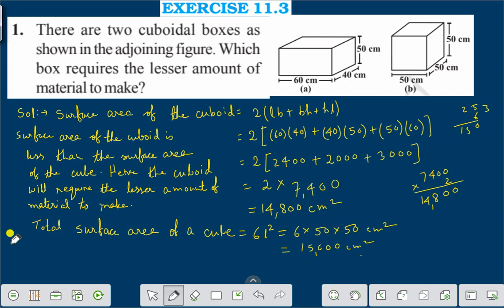Right? Here you see, we found the surface area of the cuboid and the surface area of the cube. We found that the surface area of the cuboid is less than the surface area of the cube. Therefore, you can say that the cuboid will require lesser amount of material to make.